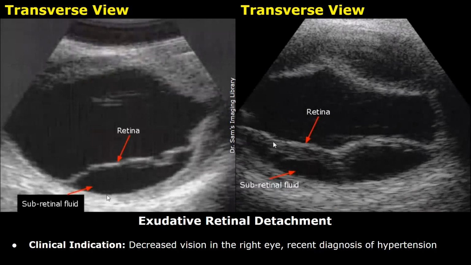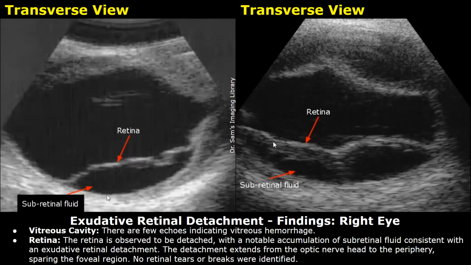This is a case of exudative retinal detachment. Clinical indication is decreased vision in the right eye, recent diagnosis of hypertension. These are the findings in the right eye. The vitreous cavity has some echoes indicating vitreous hemorrhage. The retina is observed to be detached with a notable accumulation of subretinal fluid consistent with an exudative retinal detachment.